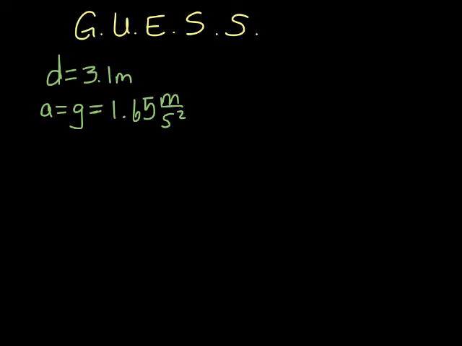So the G stands for the givens. So that's what we're going to do first. I know that my object falls a distance of 3.1 meters. I know that the acceleration is due to gravity, so I could have written an A or a G. And when you drop something, what's the initial velocity? 0. So we know we have a vi of 0. And then you were asked to find how long does it take to reach the surface. So our unknown would be time equals question mark.